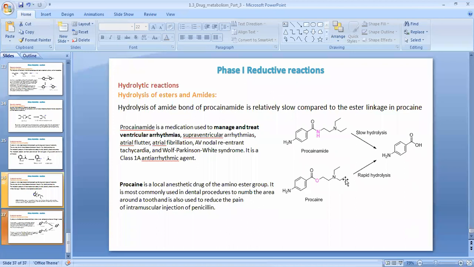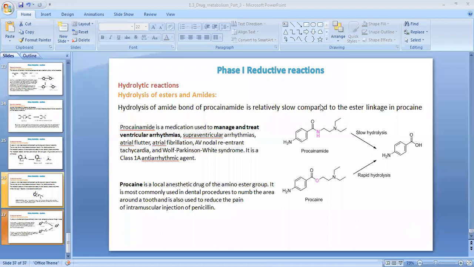So how is it metabolized in our body? Procainamide undergoes two enzymatic hydrolytic conversions, slow hydrolysis and rapid hydrolysis. In the case of slow hydrolysis, it is converted into its amine derivative, and rapid hydrolysis is also there. So these are the types of conversions that take place in our body for the metabolism of such functional groups.